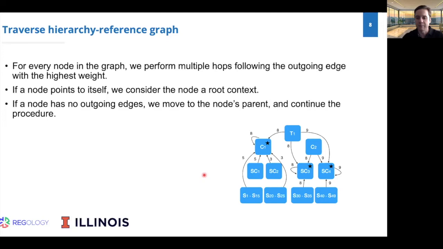So in our example, we start at section 1, we move immediately to chapter 1. Since chapter 1 points to itself, we call it a root context. Similarly, if we start at section 40, we move to subchapter 4, which again points to itself. Therefore, we also call it a root context.